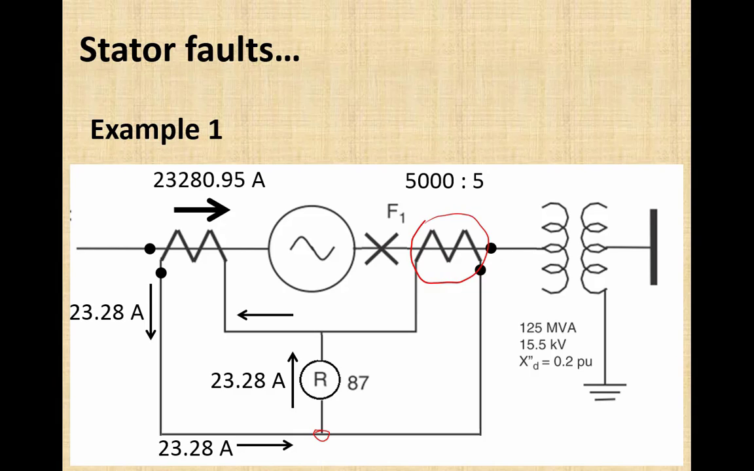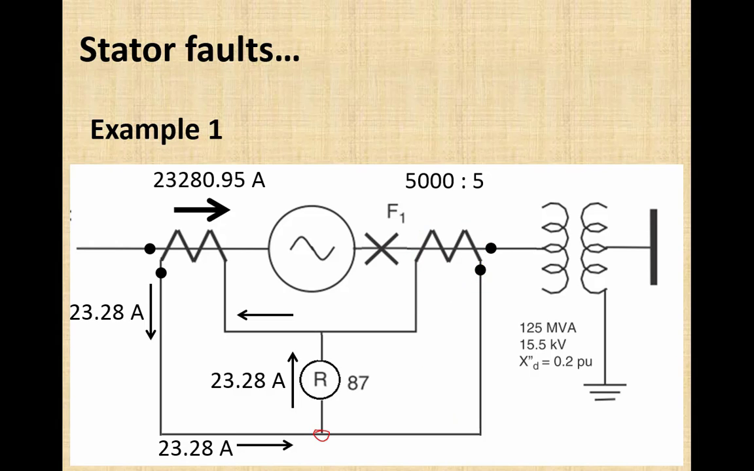Why would this current not be able to flow here to the secondary of this CT? According to transformer action, if current exists in the secondary, its counterpart must exist in the primary. But in the primary circuit, we do not have any path for the flow of current. That's why this current cannot exist on the secondary side as well.